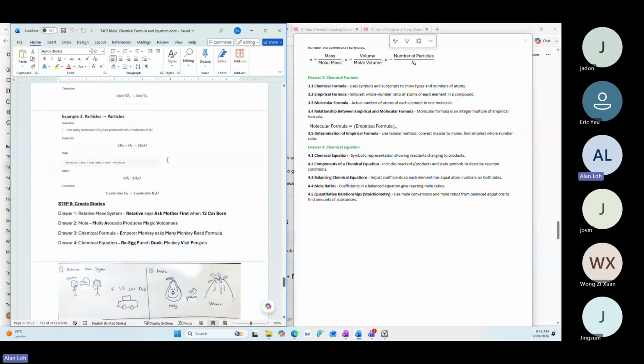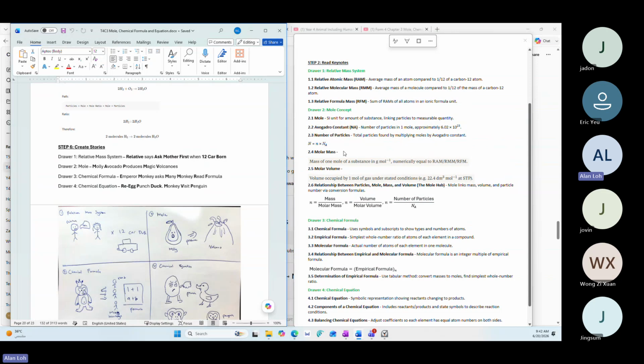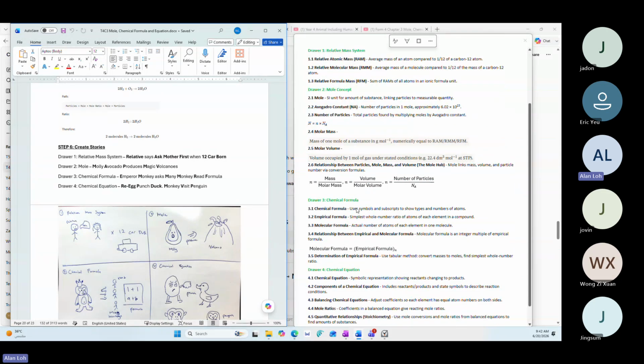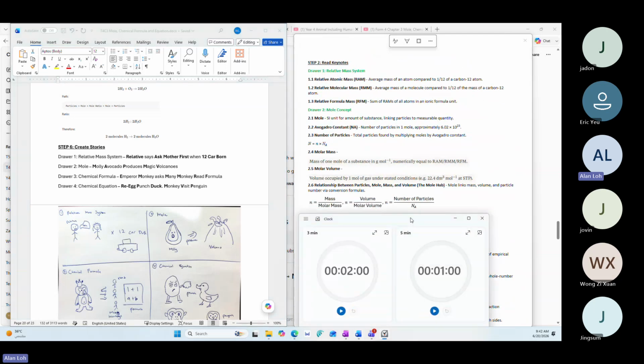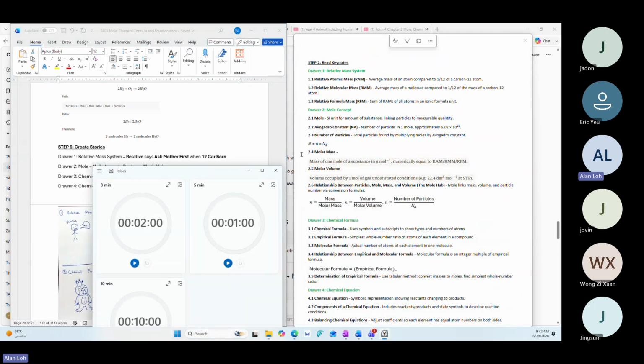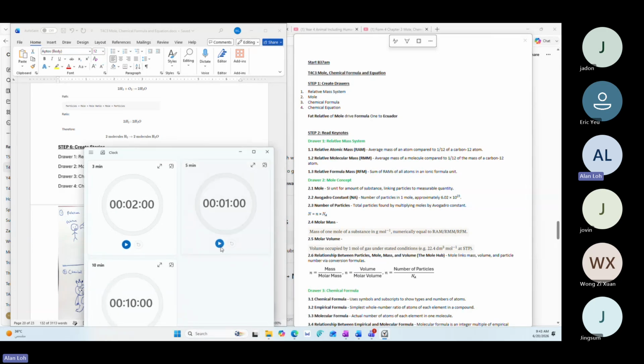So that is step 5. Before we go to step 6, let's do this. I'll give you 1 minute. You read from drawer 1 until here. I need you to have the feeling that you understand much more than 1 hour ago. Okay? Let's start now. 1 minute.